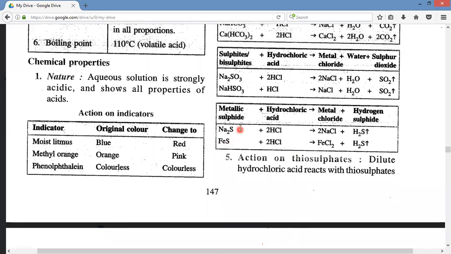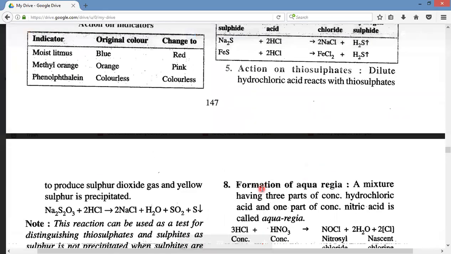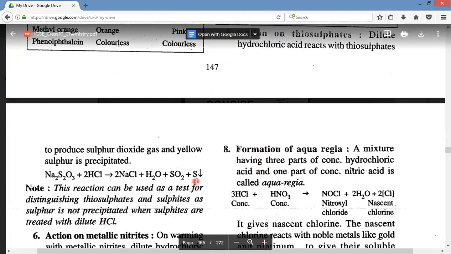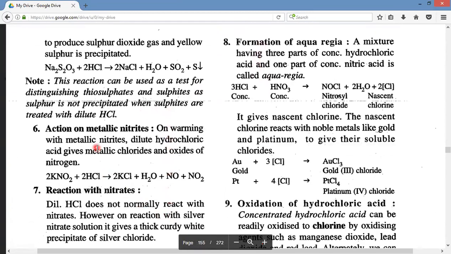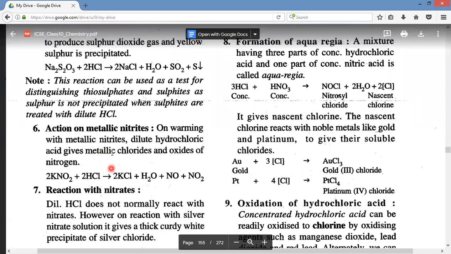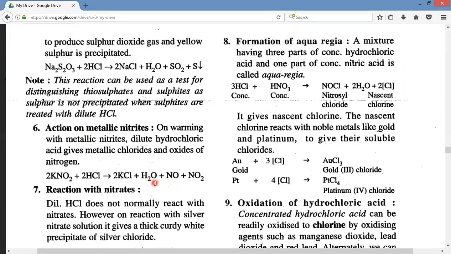In the case of the metallic sulfide, it will give hydrogen sulfide as we have discussed. Now the action with thiosulfates. With the thiosulfate, a yellow precipitate of sulfur is formed. Already I have explained it. Now the action on metallic nitrides. In the case of the metallic nitride, there will be a formation of nitrogen dioxide, a brown gas, with nitric oxide, water and potassium chloride.